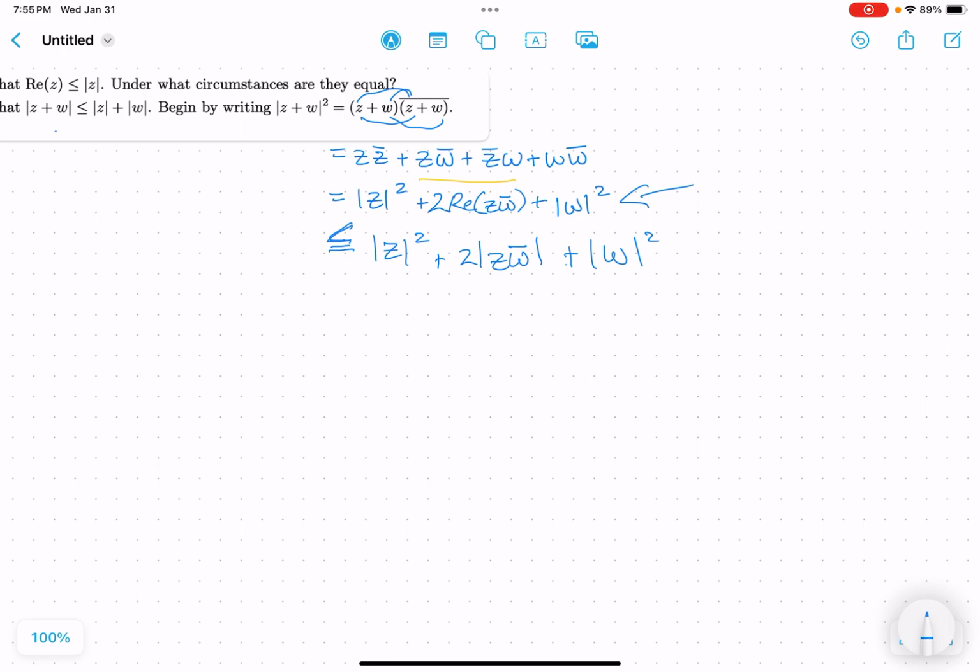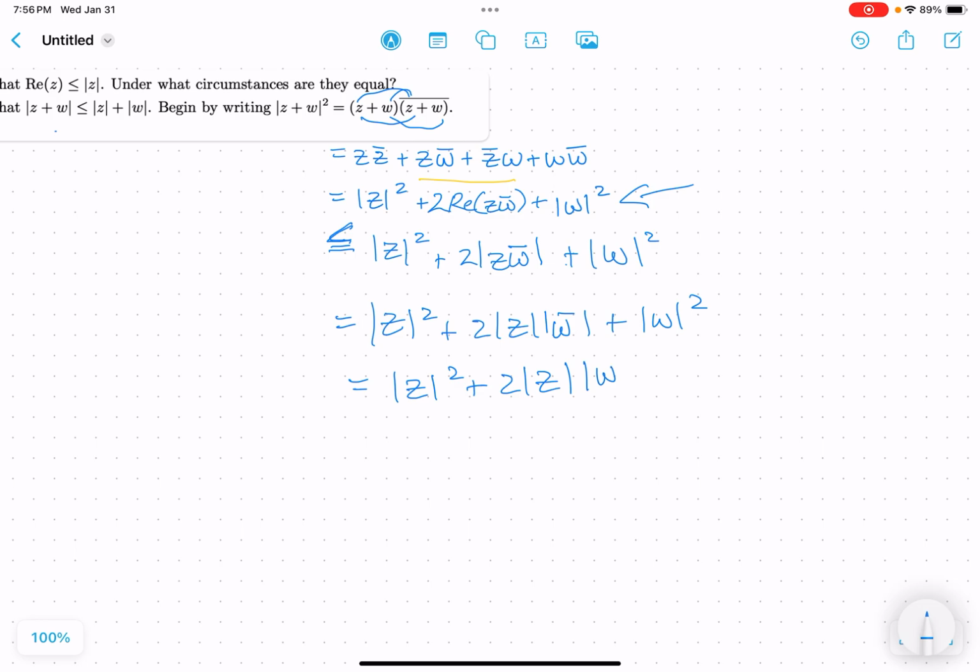Okay, so if I take 2 lots of the real part of Z conjugate W, it's going to be less than or equal to 2 lots of the modulus of Z conjugate W. All right, so again, you can have a look and make sure you agree, prove it to yourself. And so now what I've got above is, if I use my properties, I can break this up.